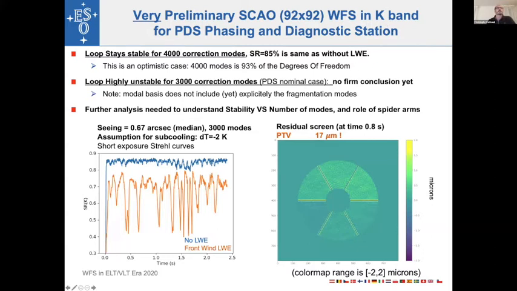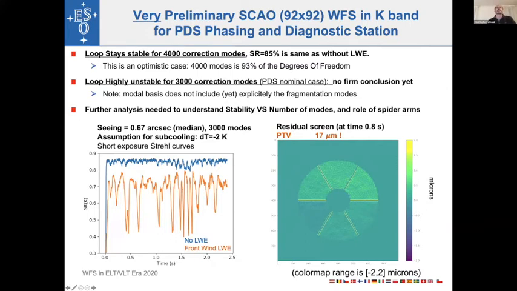So when we use 4,000 correction modes, the loop is actually stable, and we have a Strehl curve which shows 85% Strehl, very similar to the case without a low wind effect. But this is a very optimistic case because this is almost all the correction modes.